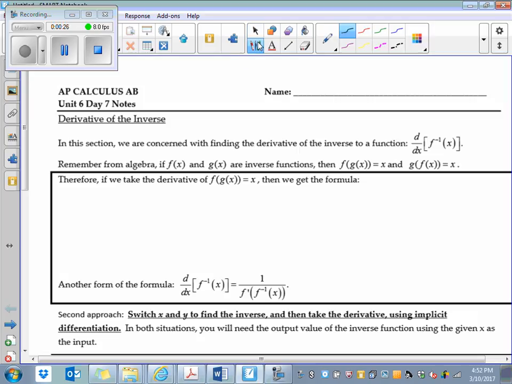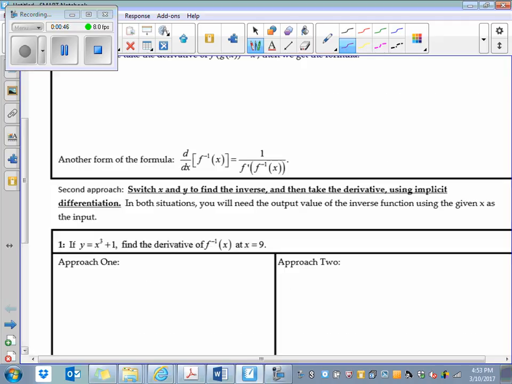So, derivative of an inverse of a function, there's a shortcut formula that works, and we're going to look at why it works. And it's helpful when we have information given in a table. But before we look at the shortcut, we're going to skip this first box and go down to this first example.